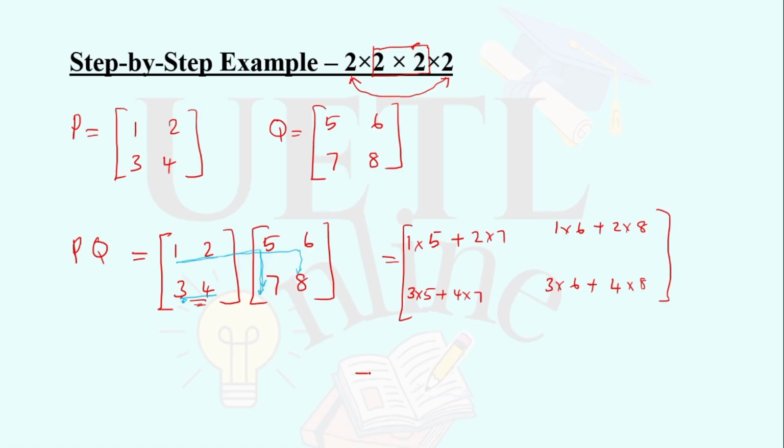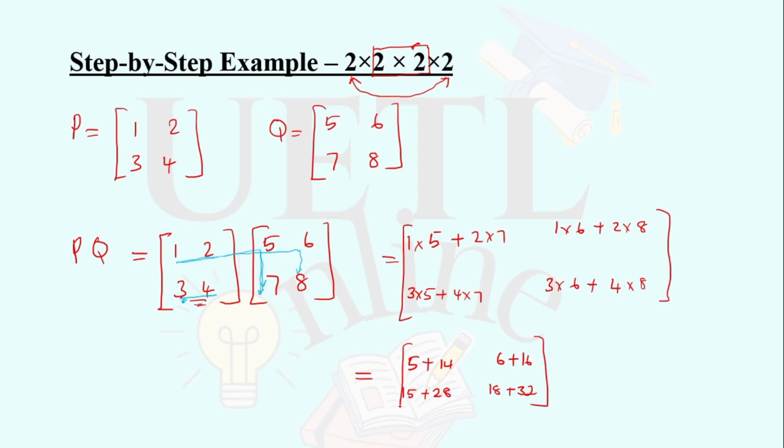Okay, now our duty is just to add here. 1 times 5, we're going to get 5 plus 2 times 7, we're going to get 14. And here we're going to get 1 times 6, we're going to get 6 plus, and 2 times 8, we're going to get 16. And here we're going to say 3 times 5, we're going to get 15. And 4 times 7, we're going to get 28. Then here, 3 times 6, we're going to get 18 plus, and 4 times 8, we're going to get 32. Okay, so this is it.